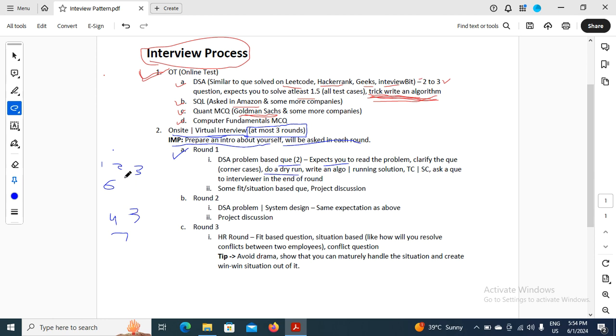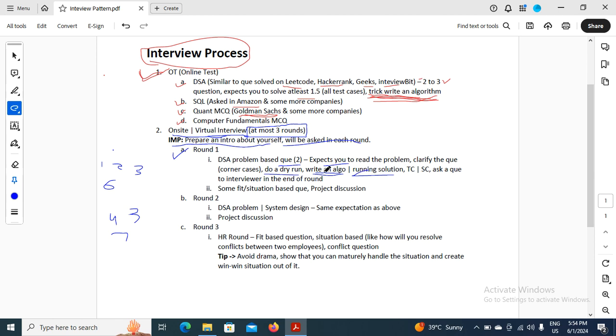Then zeros can be there if there is need, although zero doesn't matter. So this kind of clarifying question you can ask, and this is how you can do a dry run. Then you can write an algorithm. Again, this is based on company to company, they might ask you to write an algorithm, or they might ask you to write a running solution. But most of the companies ask to write a running solution. So that is what you need to do.